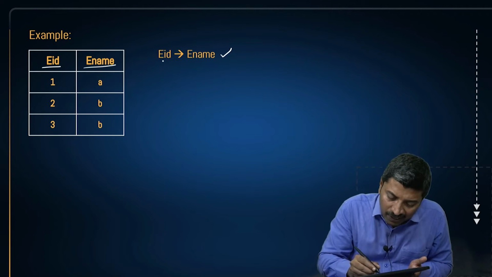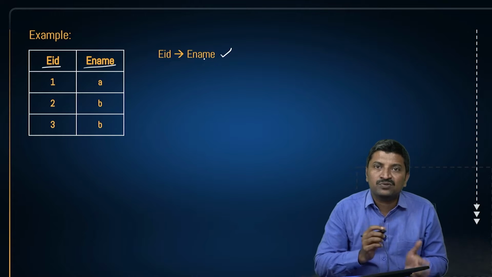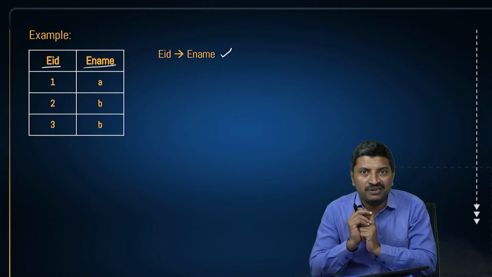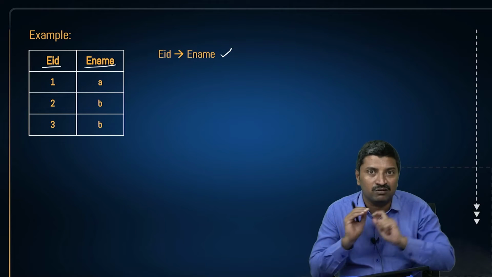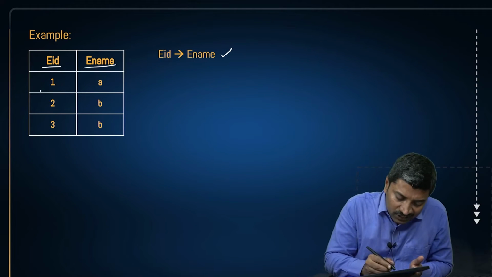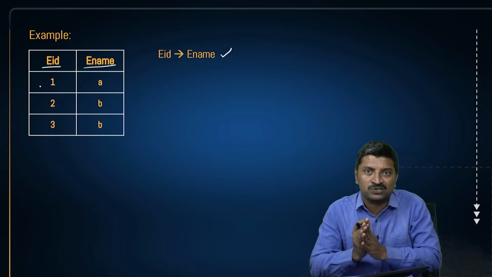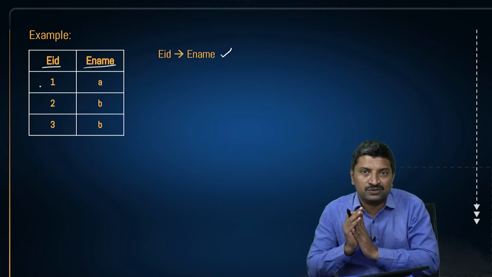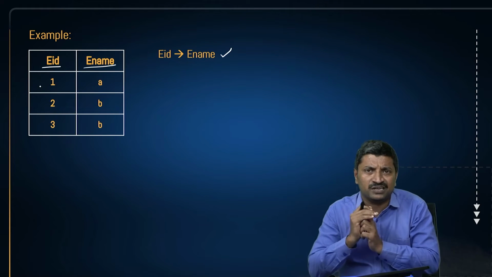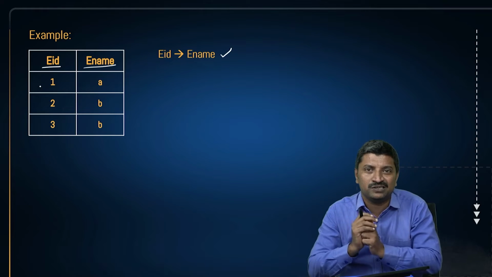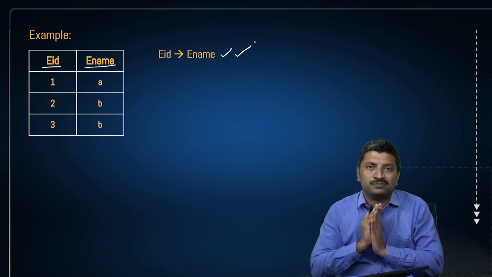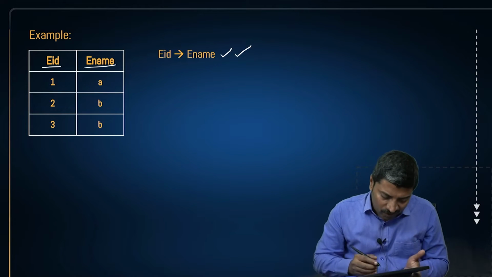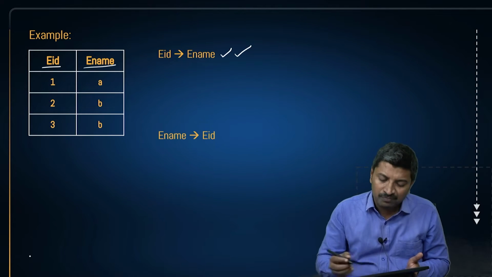Can I say employee ID gives employee name? So for that, go to the column of EID. Verify whether there are any two tuples with the same value of employee ID. In this example, I don't have any two tuples which are having same values. So no need to verify anything else on right hand side. If there is no verification, everything is fine. So I can say this functional dependency holds. Is that clear, sir?